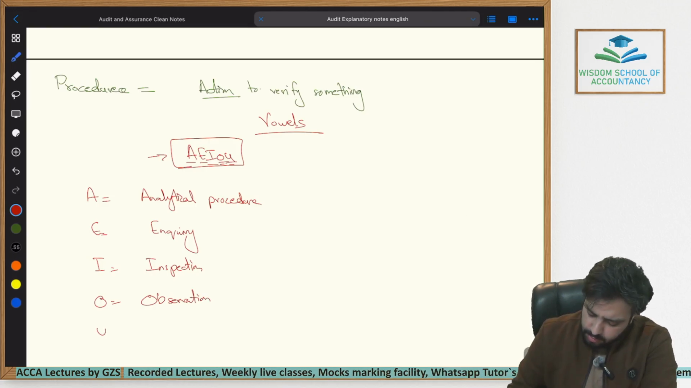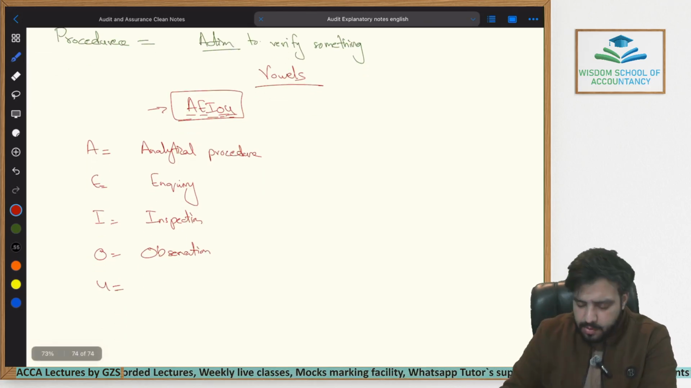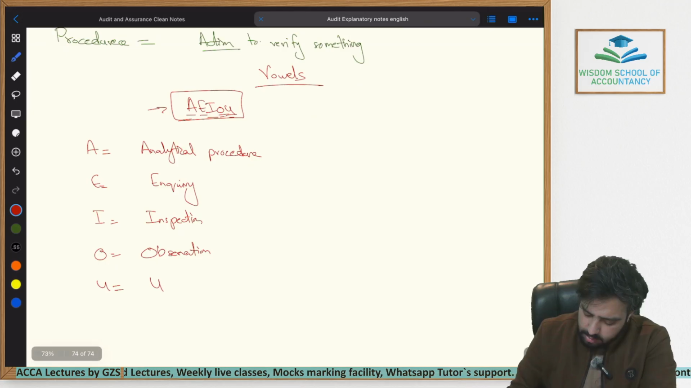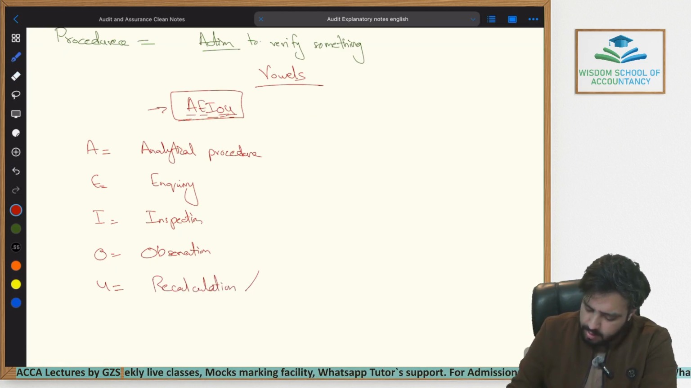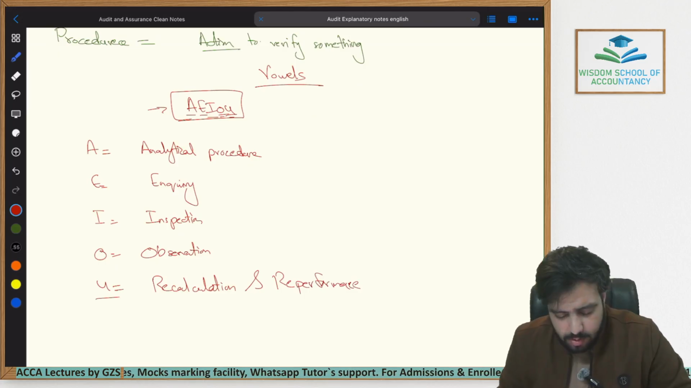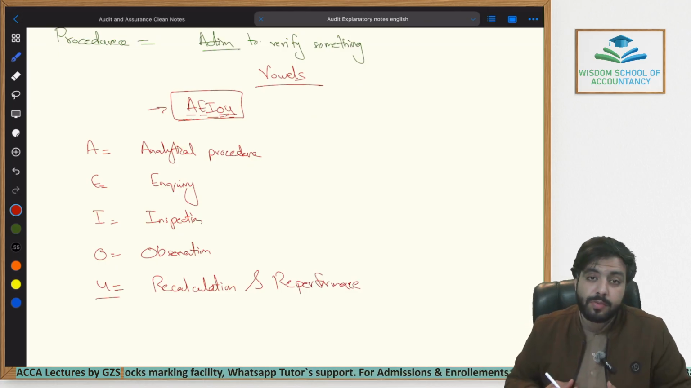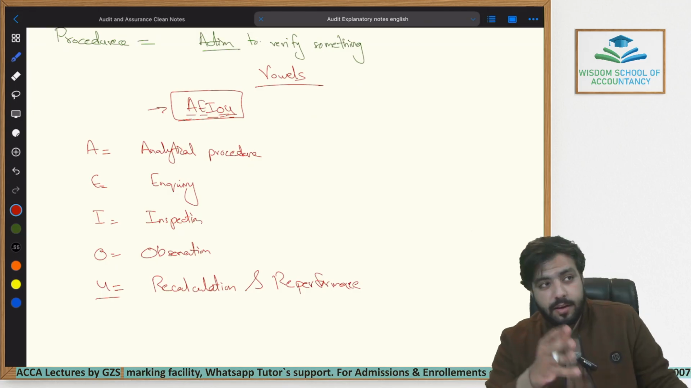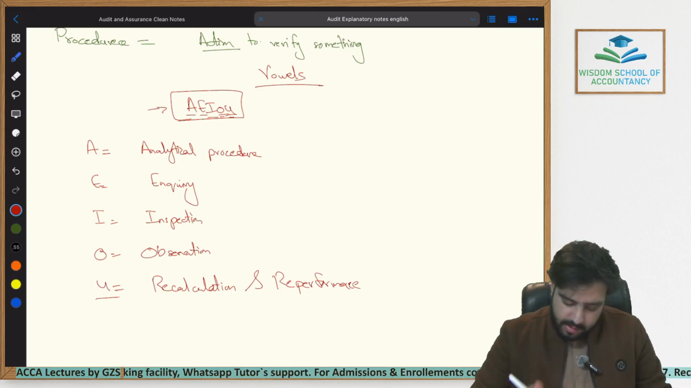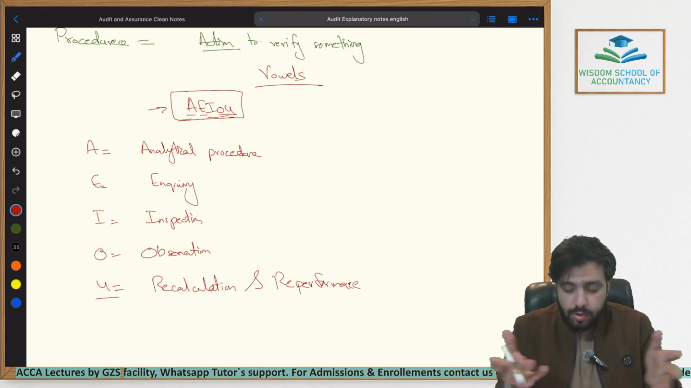U stands for, now a U is a bit odd, because it is recalculation and reperformance. The case is that there is nothing starting with U in the terms of procedures or actions. The auditor can either recalculate or reperform, R basically. So A, E, I, O, R was not the appropriate one.